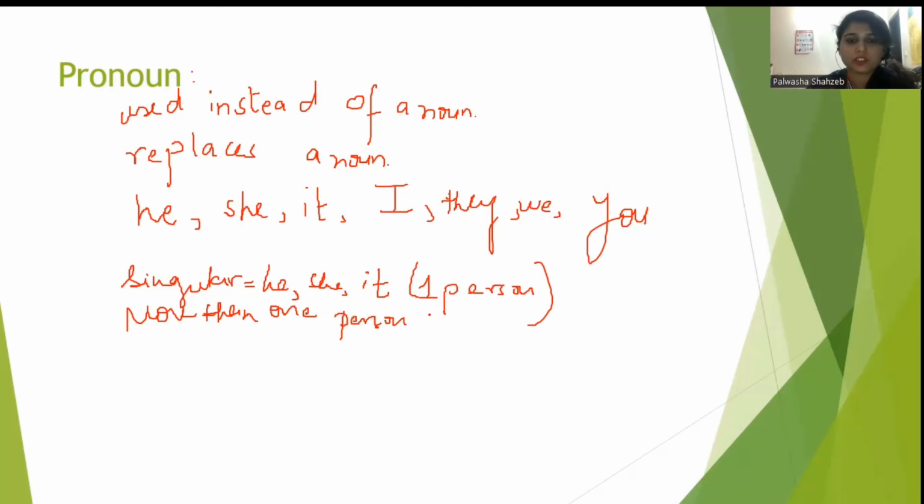More than one person, we have to use they, we, and you. And I is a personal pronoun. I and you are the personal pronouns. So now I want the example sentences, please.